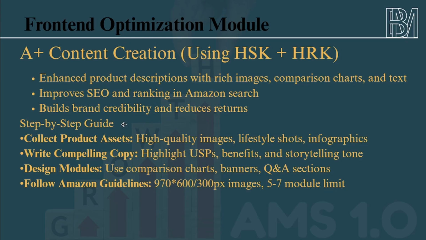There are a few step-by-step guidelines for A plus content. Firstly, collect product assets: definitely high quality images, lifestyle shots, and infographics. These are the main things for our A plus content assets. After that, write compelling copy. You can highlight your USP and benefits, and use a storytelling tone while typing your description, the image highlights, and the image body text. You can create your USP and benefits in a storytelling tone.